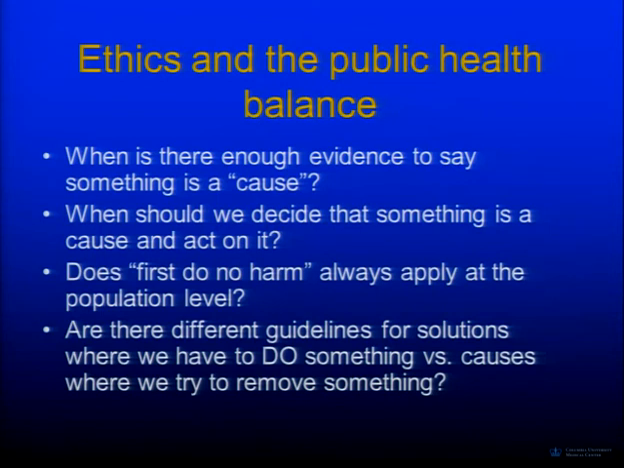And lastly, are there different guidelines for solutions, where we have to do something, versus causes, where we have to remove something from the environment, like lead-based paint, and trying to get rid of it to improve cognitive function? What kind of evidence did we need? What did we have to do in order to meet the criteria to get rid of that risk?